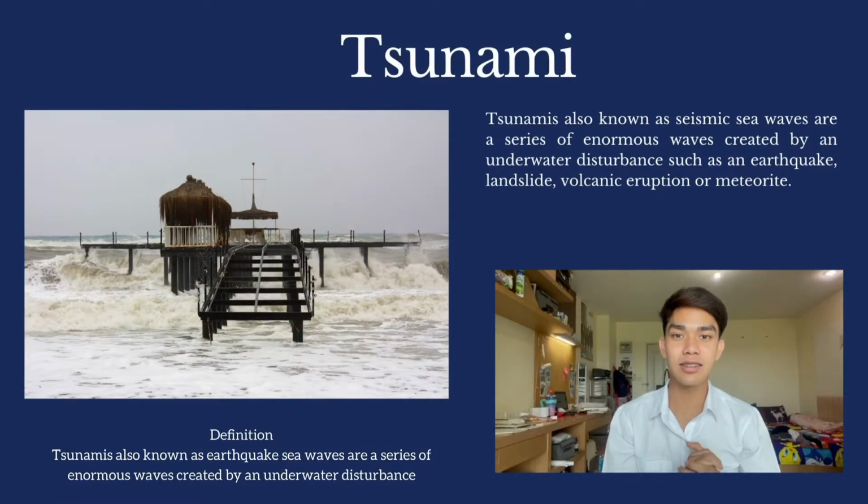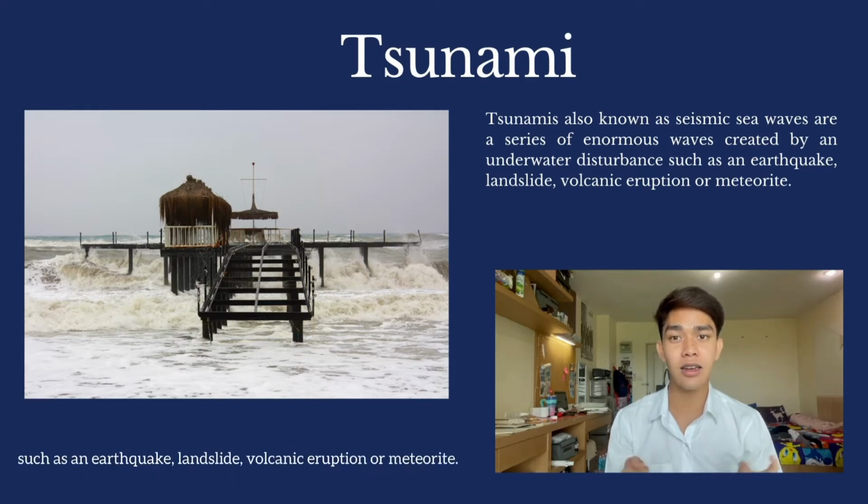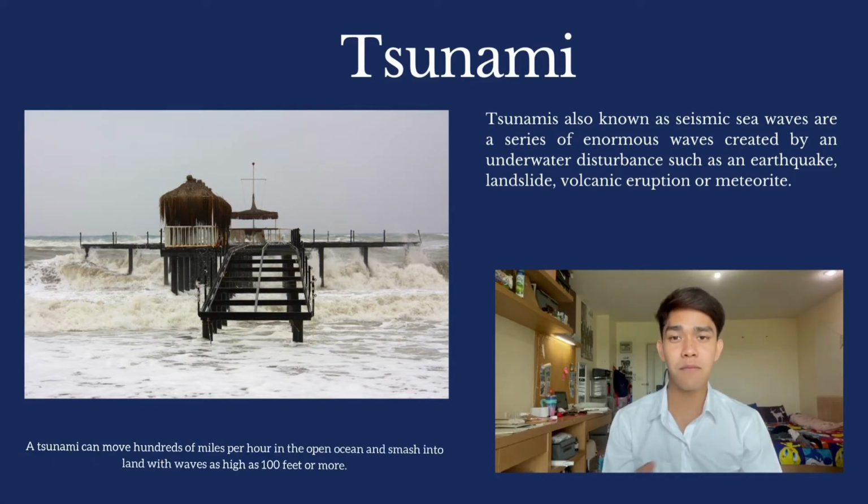Definitions of tsunami. Tsunamis, also known as seismic sea waves, are a series of enormous waves created by an underwater disturbance such as an earthquake, landslide, volcanic eruption, or meteorite. A tsunami can move hundreds of miles per hour in the open ocean and smash into the land with waves as high as 100 feet or more.